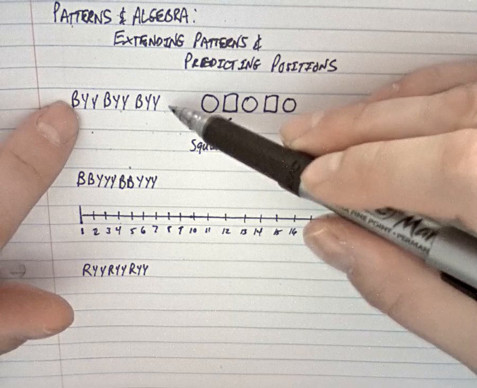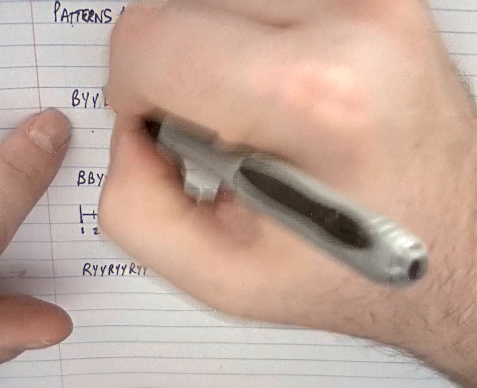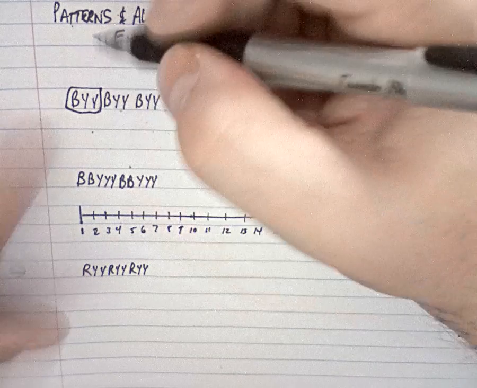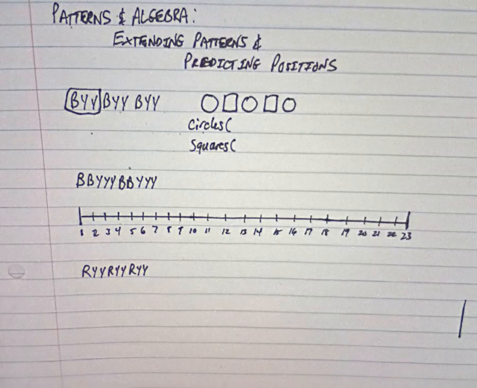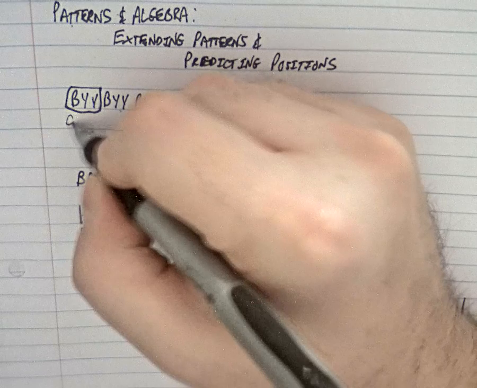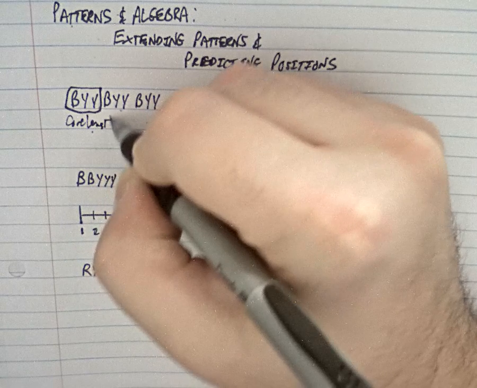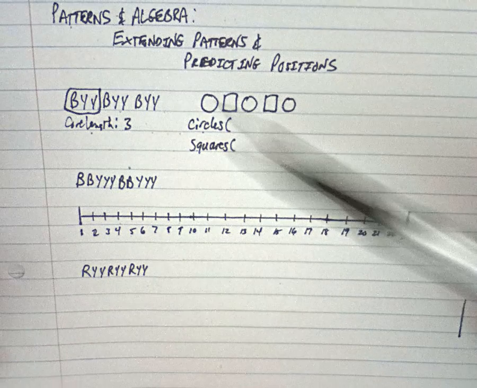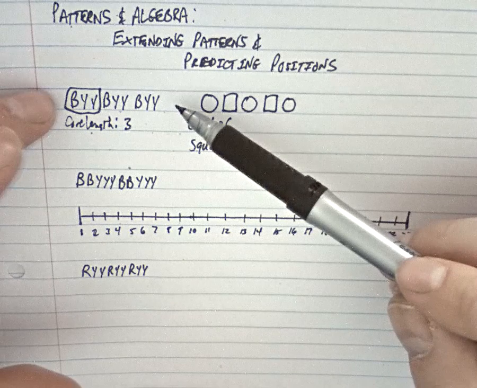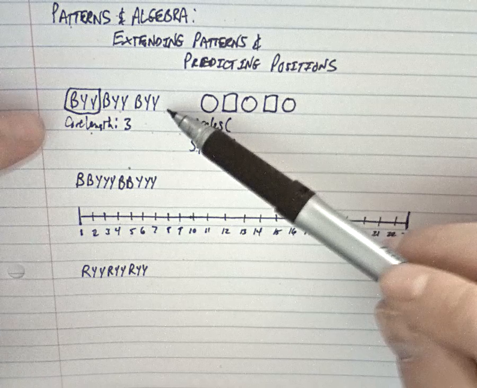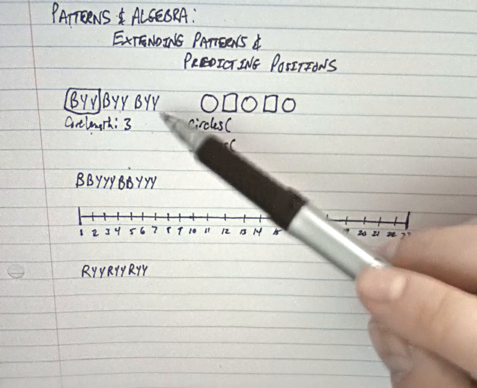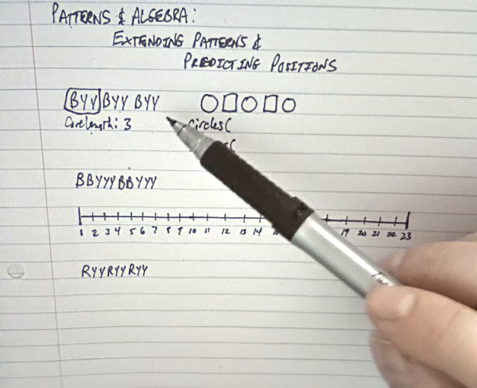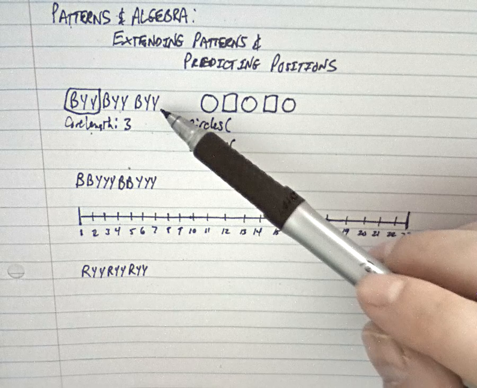If you've correctly identified that the core is BYY, you are correct. And if you have identified that the core length is 3, then you are correct. If you have identified that the length of the whole pattern is 9, so it has 9 terms in it, you are also correct.